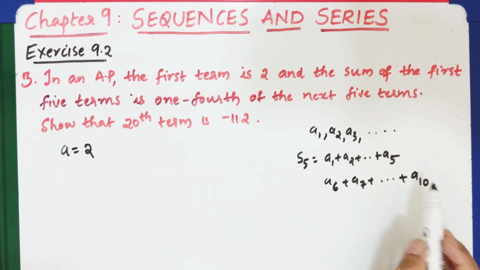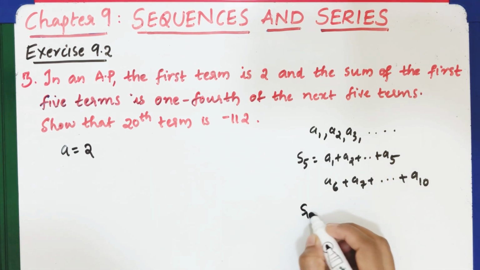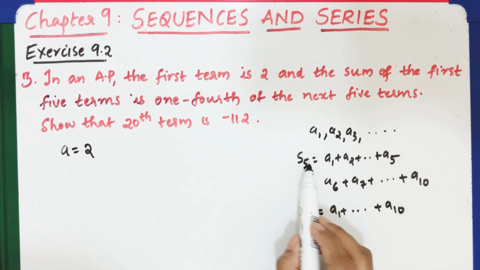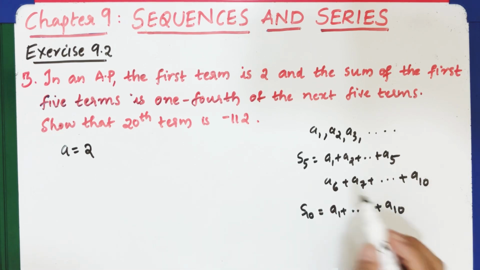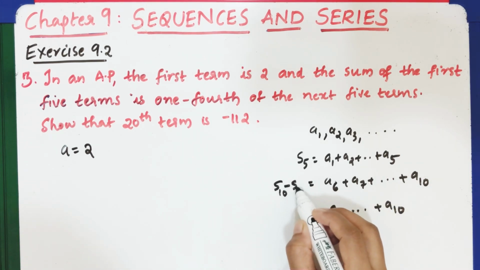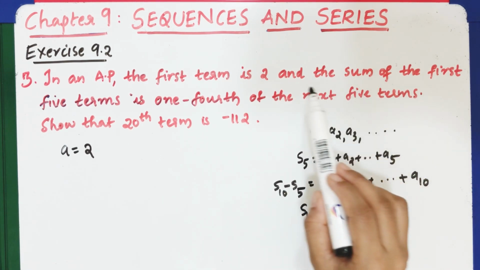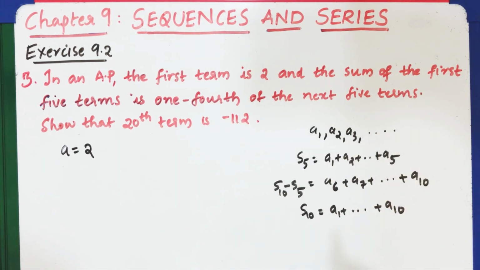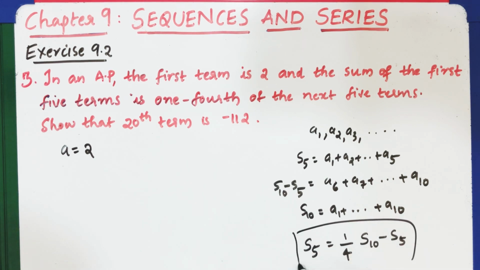That is S10 minus S5. S10 is A1 plus etc. plus A10, so S10 minus S5 is the sum of the next 5 terms. Here it is given that the sum of the first 5 terms is 1/4 of the next 5 terms. That is, given S5 is equal to 1/4 of the sum of the next 5 terms, that is S10 minus S5. This is given. S5 is equal to 1/4 into (S10 minus S5).